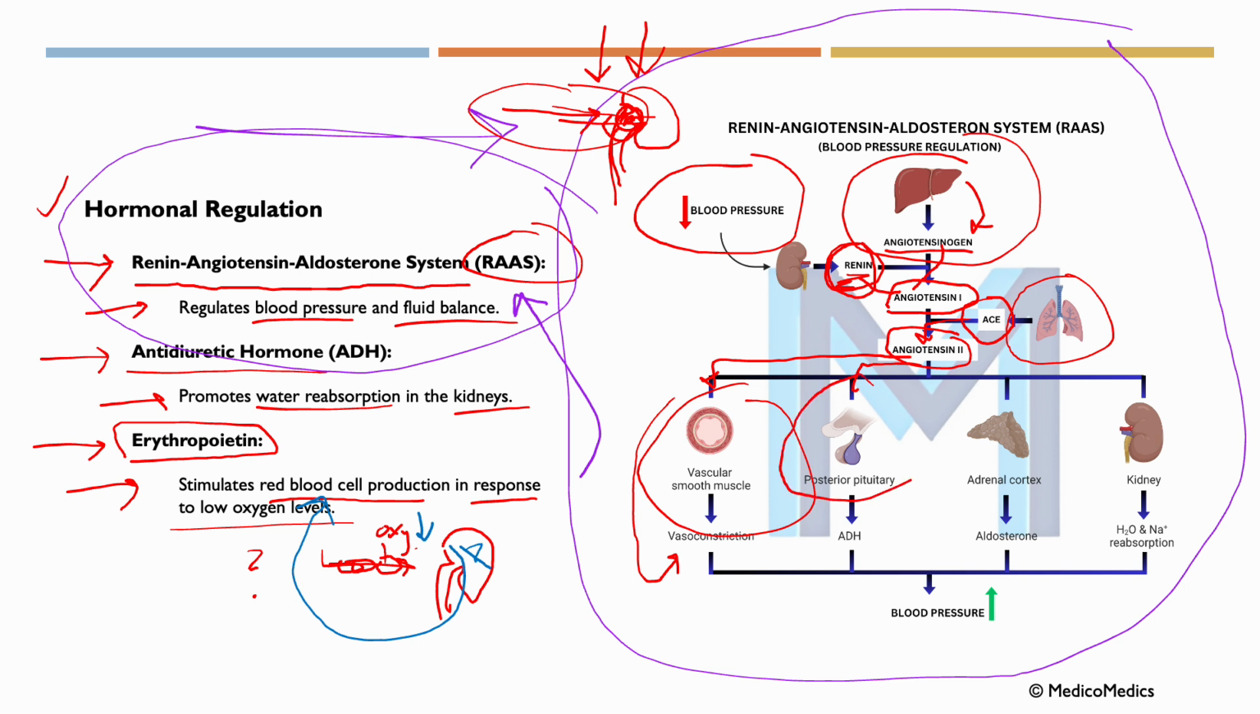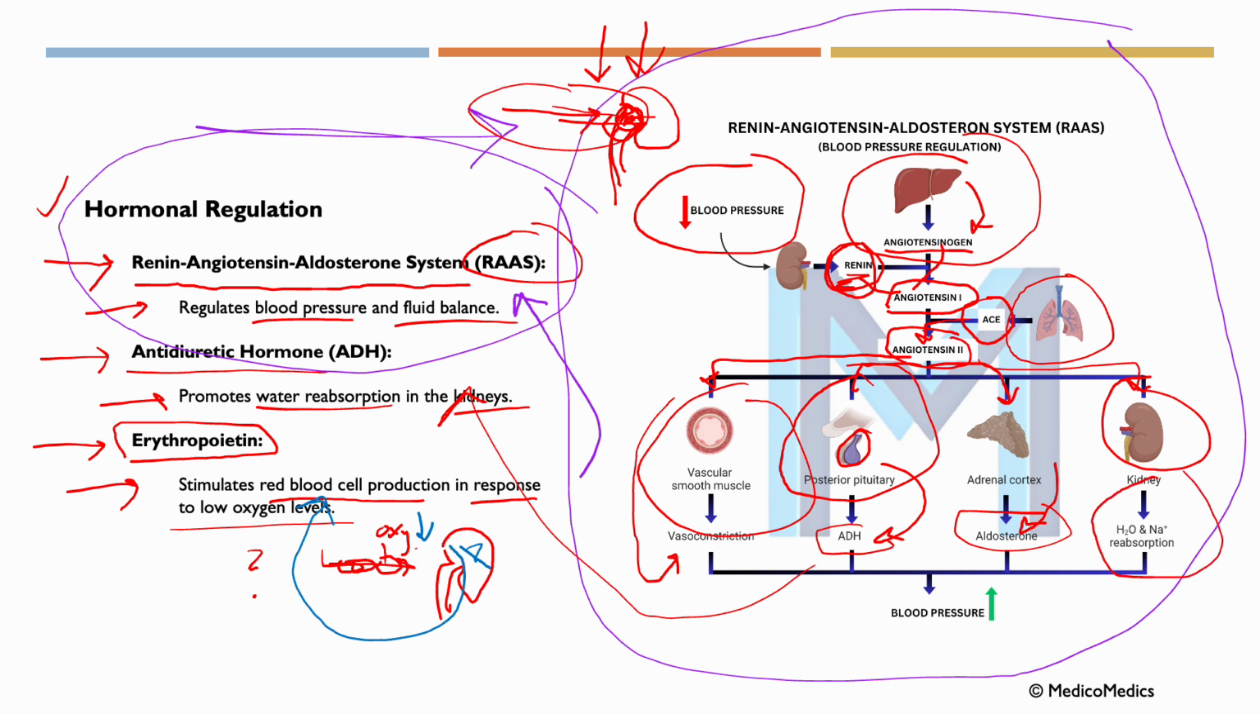It tells the posterior pituitary gland to release this antidiuretic hormone, which does what? We just mentioned it here. It promotes water reabsorption. Furthermore, angiotensin 2 also travels to your adrenal cortex, telling it to release aldosterone, and also to your kidneys to pick up and reabsorb more water and more sodium.